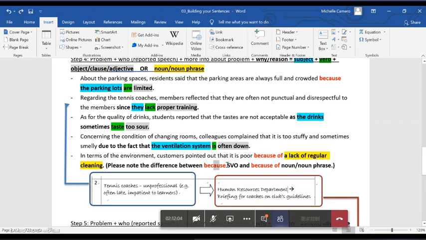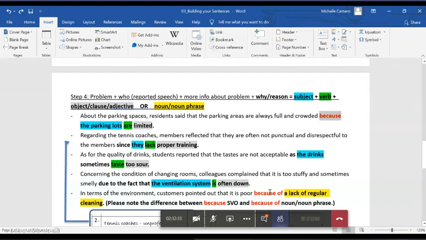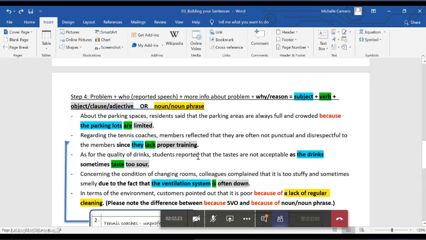Because requires subject verb after it, maybe object. Because of requires a noun or noun phrase. And that's why I put them in red, just to highlight them so you can see the difference. You'll also notice that not only because, but all these other words also require SV or SVO. So what are they? Because requires SVO. So does the word since, and so does the word as. So all 3 of those, because, since, and as, require subject, verb, maybe object.